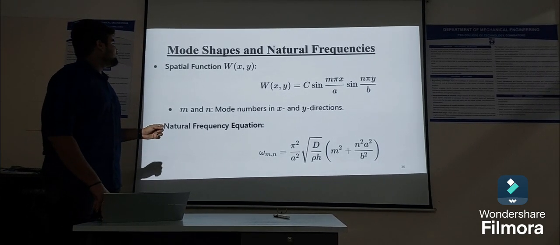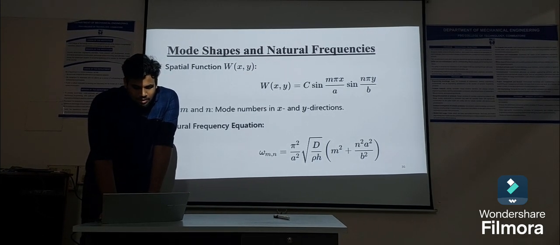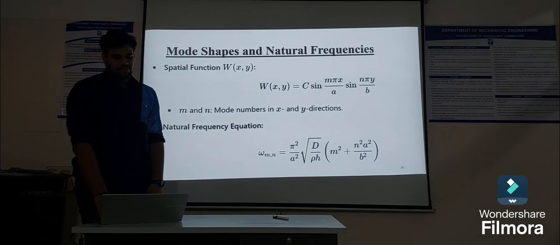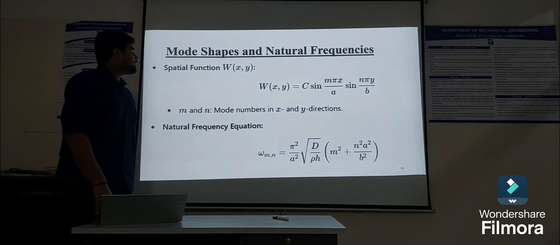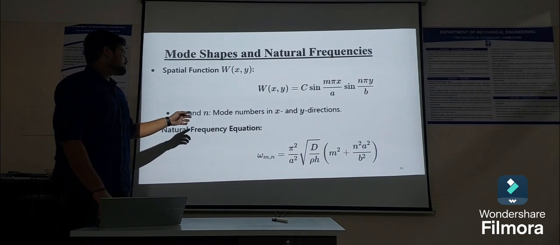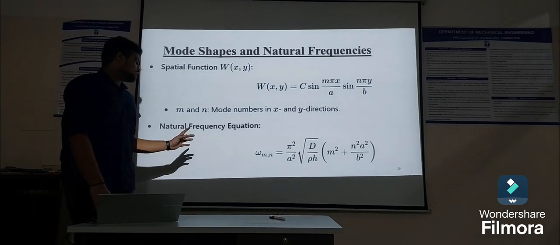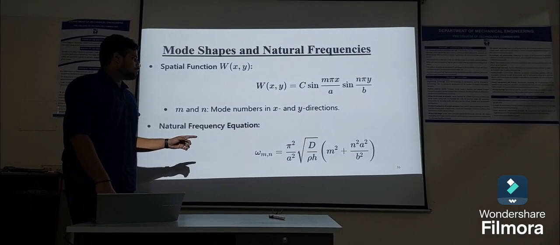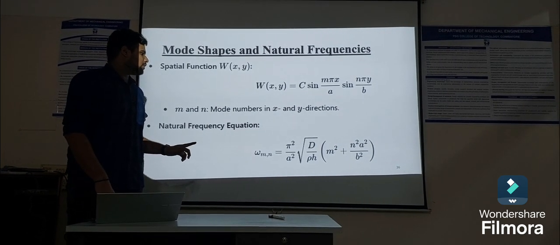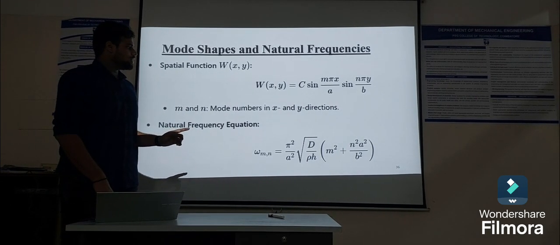Mode shapes and natural frequencies. Spatial function W of x, y is equal to sin (m pi x divided by a) into sin (n pi y divided by b). The m and n are mode numbers in the x and y directions. The natural frequency equation is omega_mn is equal to pi square divided by a square into square root of D by rho into h into (m square plus n square into a square divided by b square).